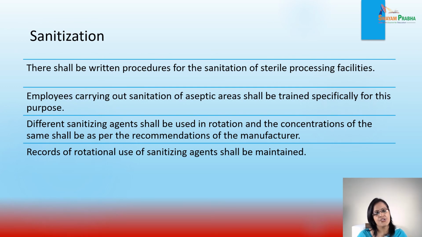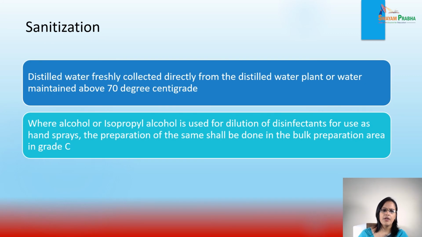Next is sanitization. There shall be a written procedure to maintain the sanitization of the sterile processing facilities. The different sanitizing agents shall be used in rotation and the concentration of the same shall be as per the recommendations of the manufacturer. Distilled water freshly collected directly from the distilled water plant, or water maintained above 70°C from the recirculation loop, shall only be used for dilution of disinfectant.